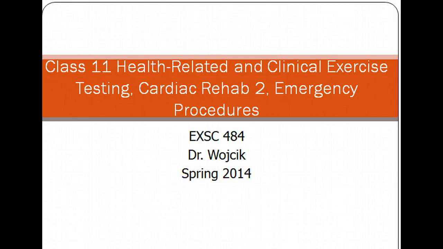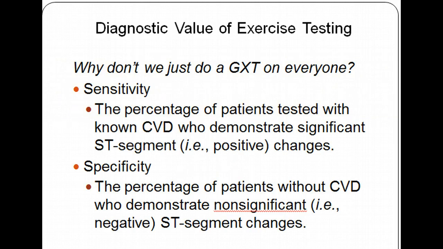So this class will continue on health-related and clinical exercise testing. We'll talk a little bit about cardiac rehab and emergency procedures. So whenever there is, say, an athlete or a young person who dies from sudden cardiac death, a lot of people will say, well, why don't we just screen everyone for heart disease, and then we'll detect all these people who could have been saved from sudden death.